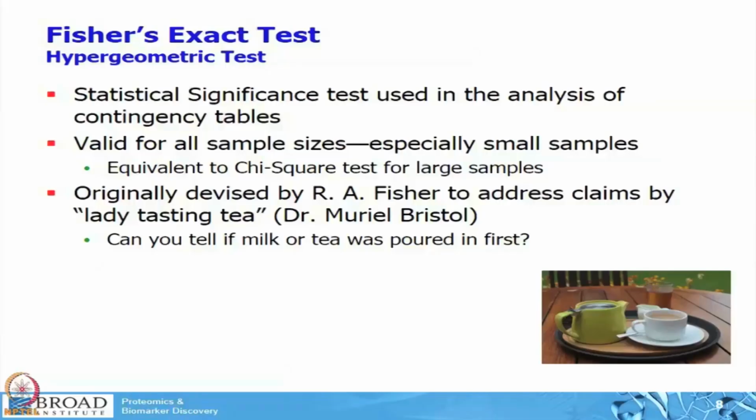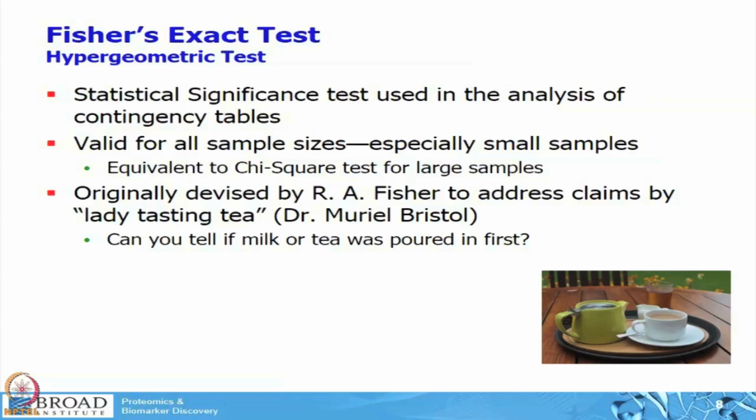So briefly about Fisher's exact test, I'm sure that many of you are aware of it. It's a test to test significance of contingency tables. That's a little story that Mani used to tell here. It was developed by R.A. Fisher to address claims by a good friend that he had.